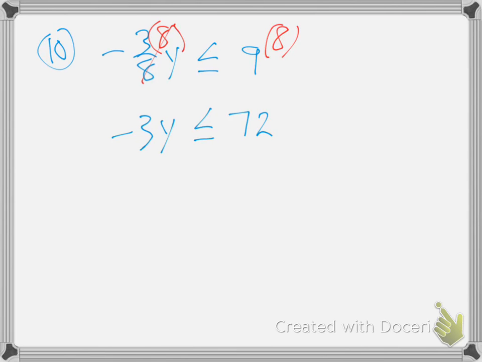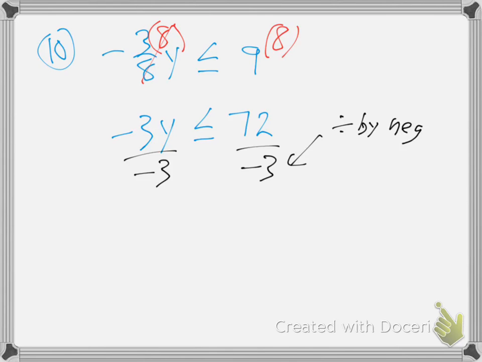So now my next step, y's got to be alone. So I have one more step to do. I've got to divide by negative 3. So there it is. I'm dividing by a negative. So really, it's actually multiply or divide by a negative that you have to flip the symbol. I just didn't want to give too many details all at once.